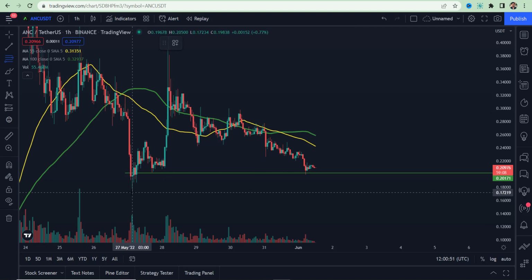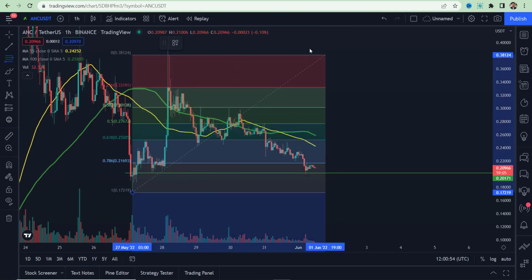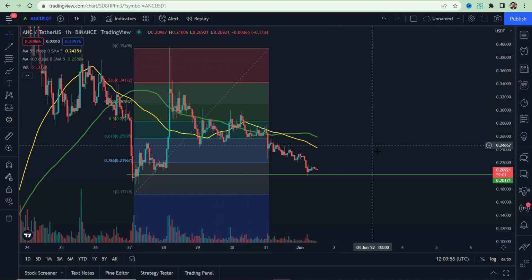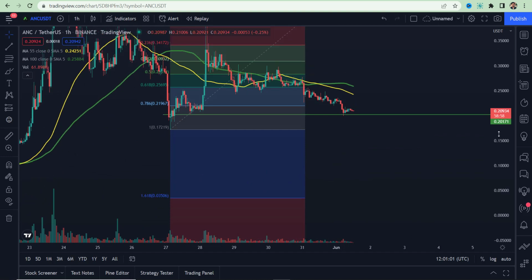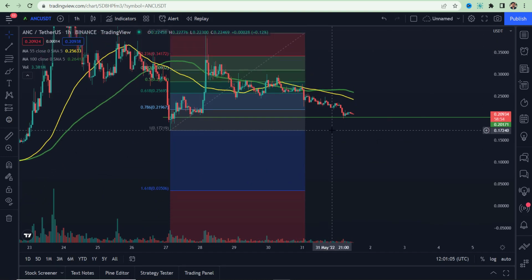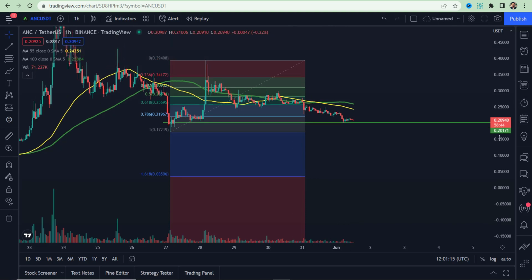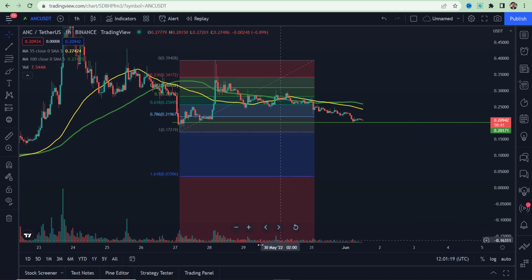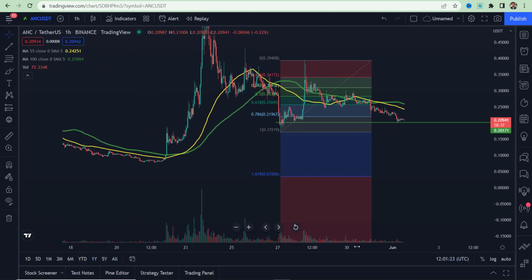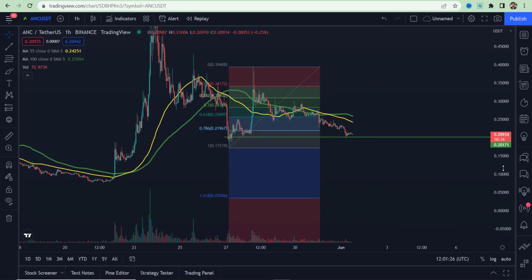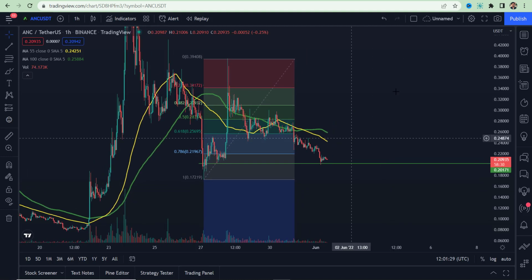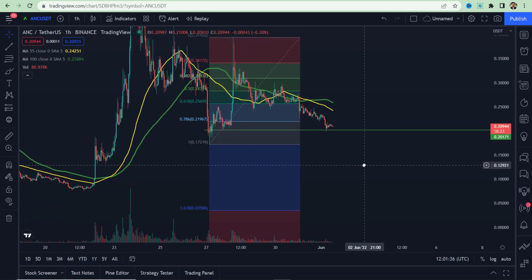So what should we expect on Anchor? Let's just find out. In the immediate short term, if Anchor protocol fails this level, this area would be the next target area, which is at a very low position. That is what I don't want to happen for Anchor protocol. But if you are buying it for the longer term, let's say for 2 or 3 years, that's not a problem. However, if you are looking for some short-term entries, you might want to consider this area for Anchor protocol.